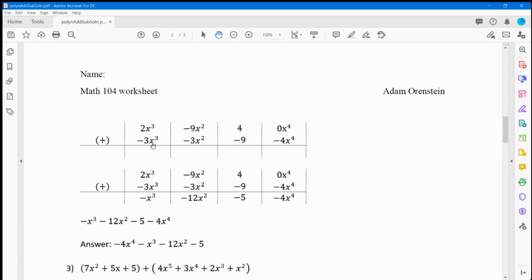Now we're ready to combine. So for the first two we combine, we get negative x cubed. Here, negative 9x squared minus 3x squared, we get negative 12x squared. 4 minus 9 is minus 5. 4 plus negative 9, excuse me. And then we have 0 plus minus 4x to the 4, which is minus 4x to the 4.